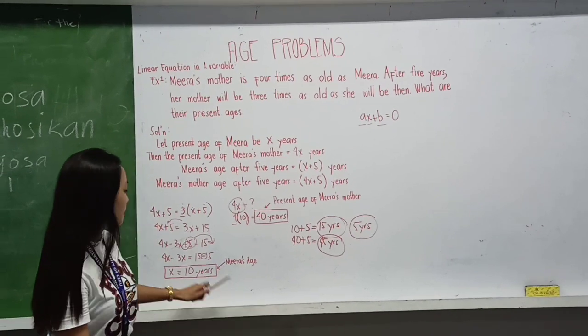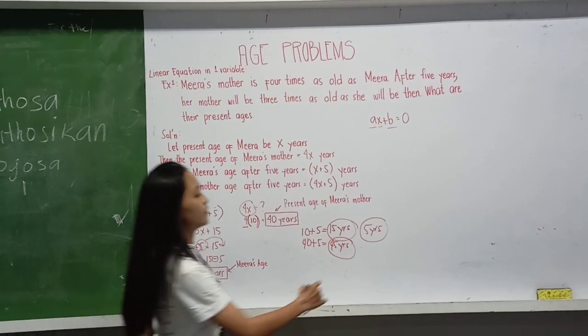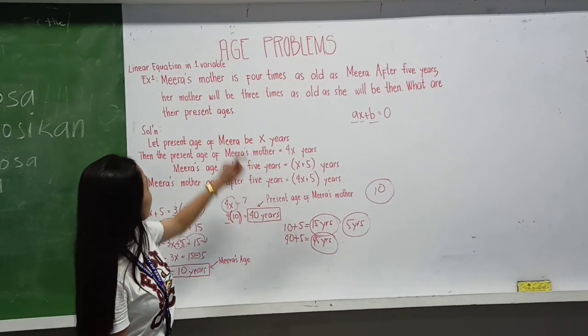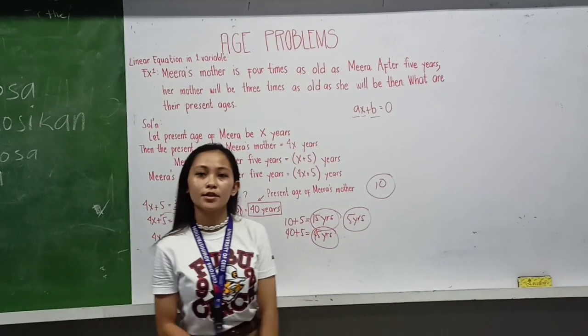So the answer is: Mira's age in the present is 10, and Mira's mother is 40 years. So our answer is correct.